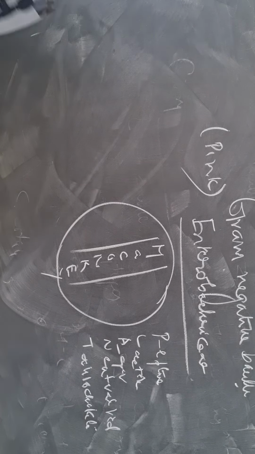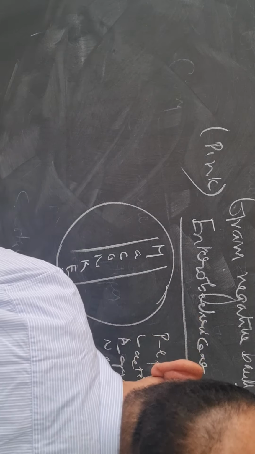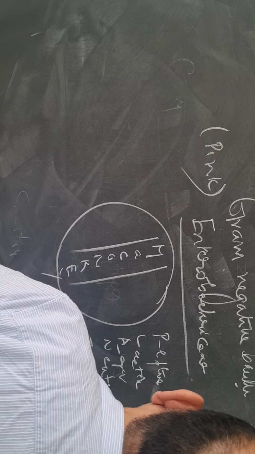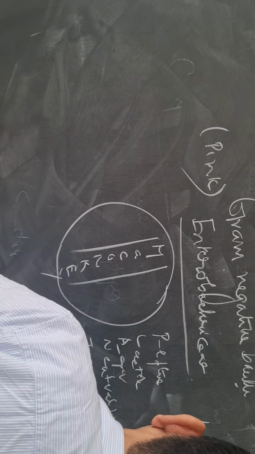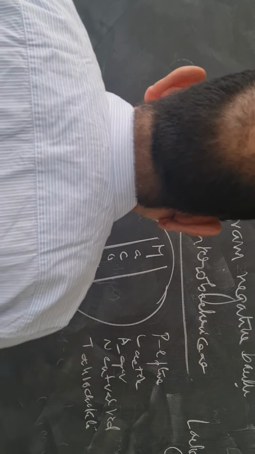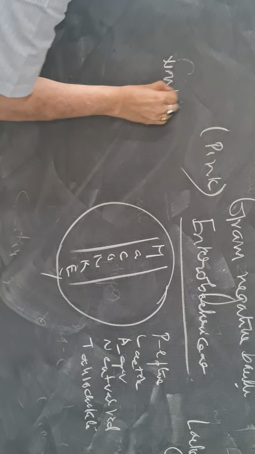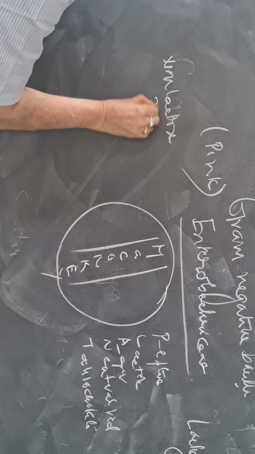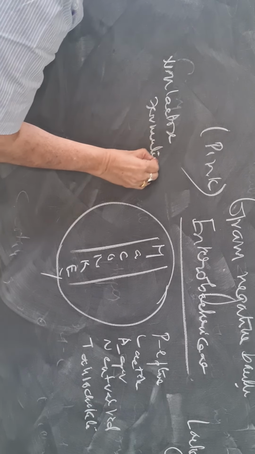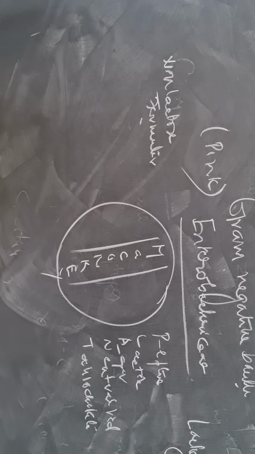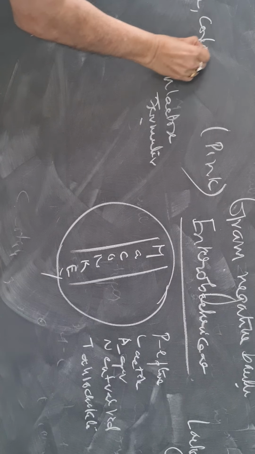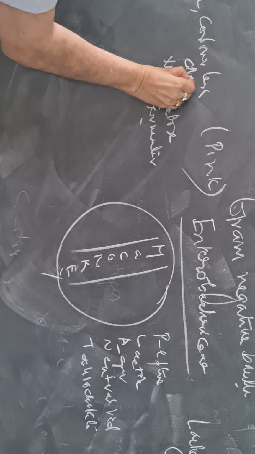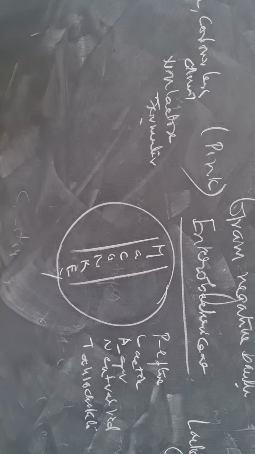So depending on the fermentation of lactose, they are classified into lactose fermenters, they produce pink colored colonies, and non-lactose fermenters, they produce pale or colorless colonies.